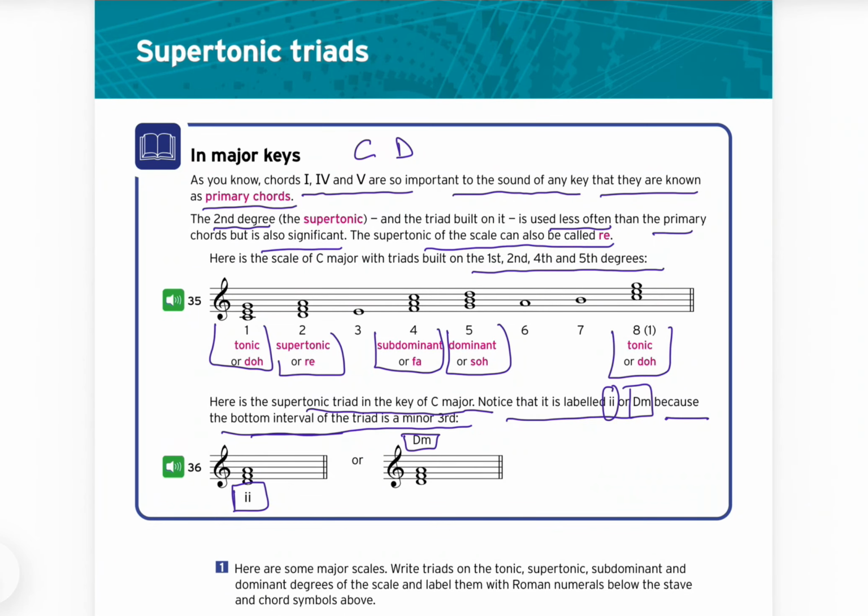Okay, so let's move on to the next question. We'll start with the exercises straight away.